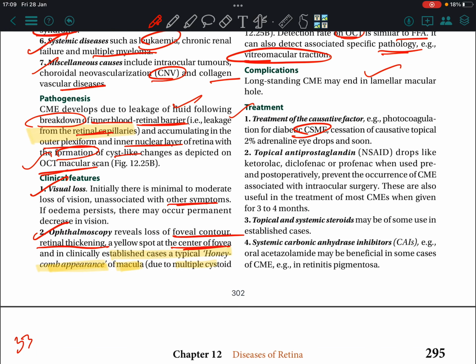Diagnosed by slit lamp biomicroscopy with a plus 90 or 78/90 lens, non-contact or Mainster lens, and fundus fluorescein angiography (FFA). Age-related macular degeneration, non-exudative.